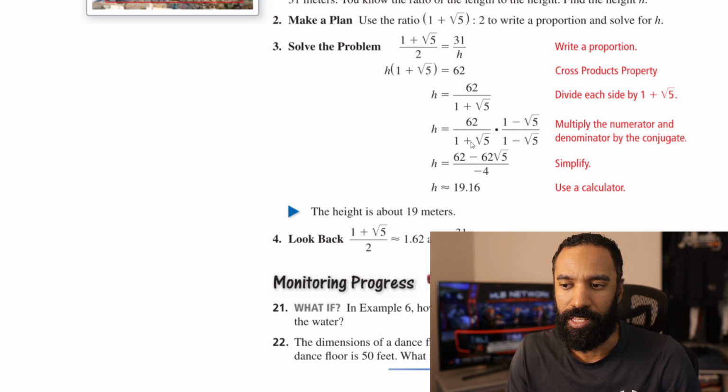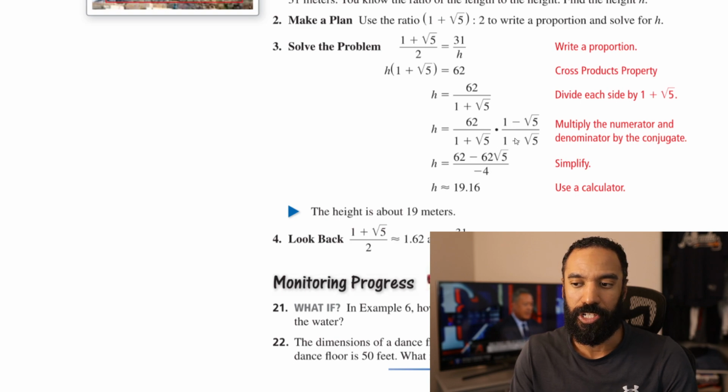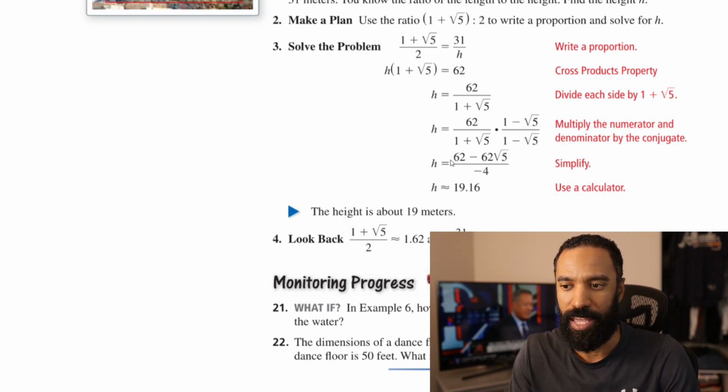As far as rationalizing the denominator, you would multiply both top and bottom by the conjugate, 1 minus root 5. You get 1 squared, 1, minus root 5 squared, 5. 1 minus 5 is negative 4.